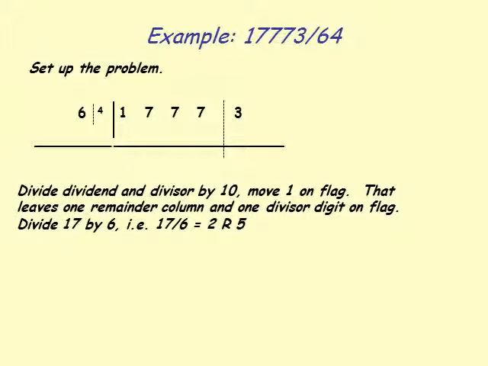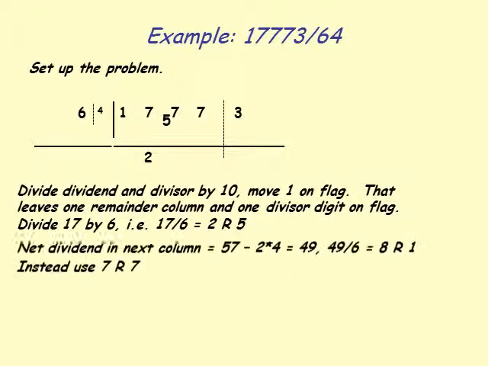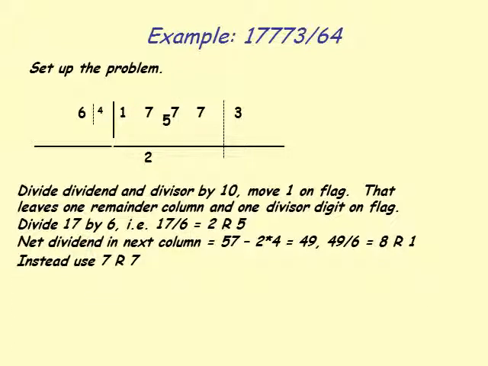Now we're going to divide by 6. 17 divided by 6 is 2, remainder 5. So there's a 2 here and a remainder 5. In the next column we have 57 as the gross dividend minus 2 times 4. So the net dividend in the next column is 57 minus 2 times 4, which is 49. 49 divided by 6 is 8, remainder 1.